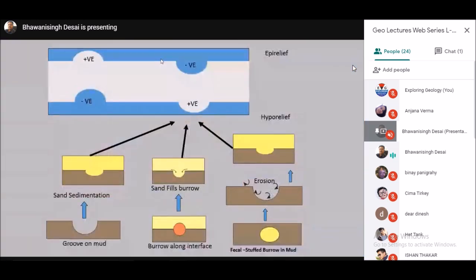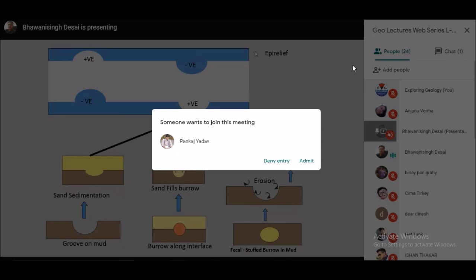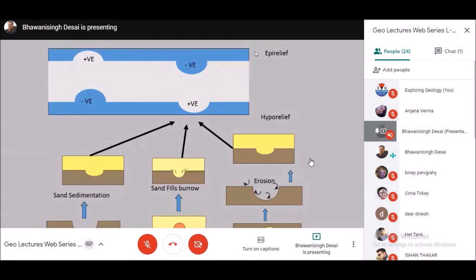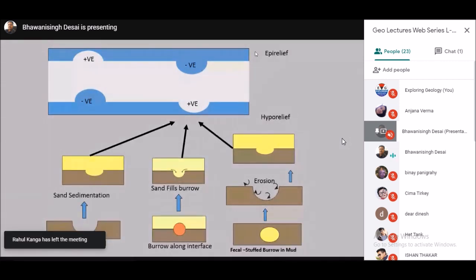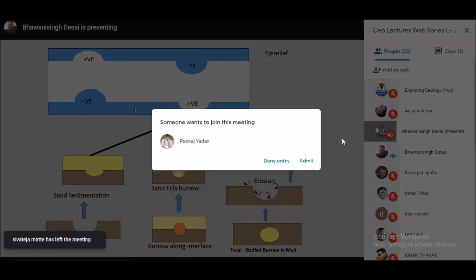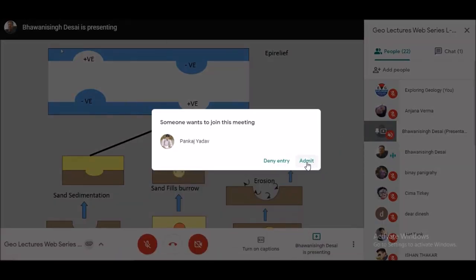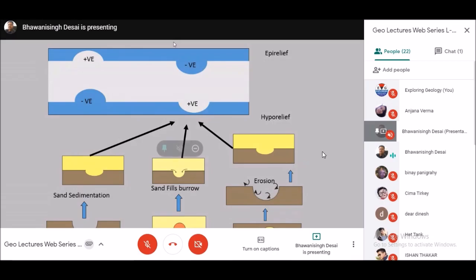How they are preserved is another thing. Usually they are preserved in various categories. What we call epirelief means it occurs on the top of the bed. Hyporelief means they are preserved at the bottom of the bed. And in between the beds, they are known as, again, a part of epirelief. So what happens under the bed, this below bed also has some crawling traces, and they get imprinted over this. So you have these different terminologies here. I won't go into detail.